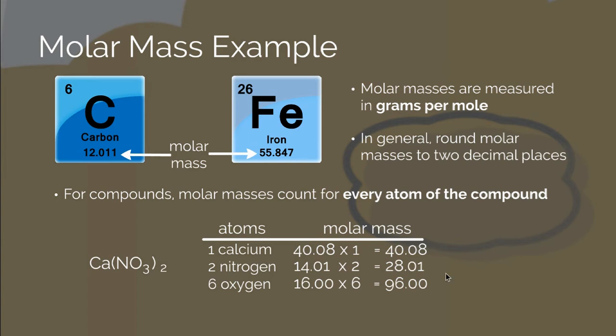Now to find the molar mass of the compound overall, I just need to take all the different masses that I just calculated. I have to add them all together. And so if you take 40.08 and add 28.01 and 96.00, the total that you get is 164.09, and that is the molar mass for this compound. Calcium nitrate has a molar mass of 164.09 grams per mole.